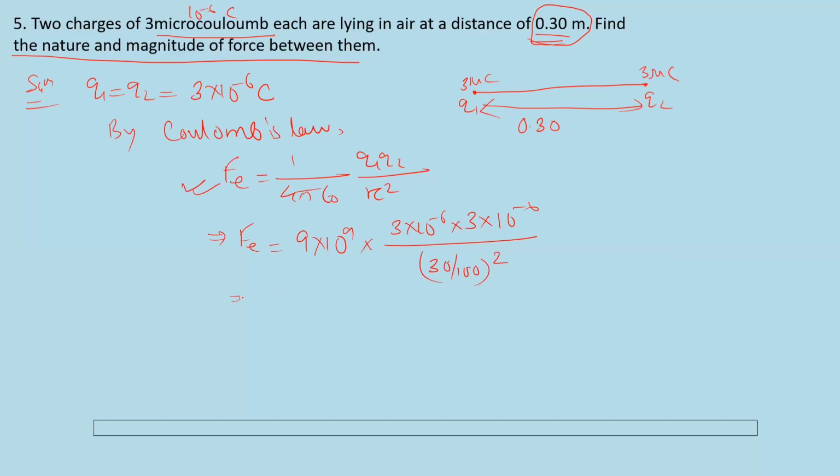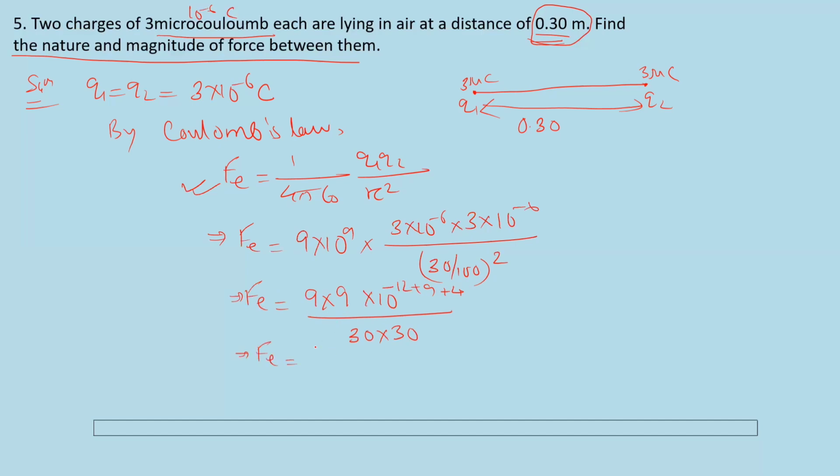Now we will do the calculation, which is actually very easy. Here you see it's 9, again 3 3s are 9, right? And this side you can write 10 to the power minus 12 plus 9. In the denominator we have 30 into 30, which is 100 square, so it will become plus 4, since 100 square is 10 to the power 4, right?